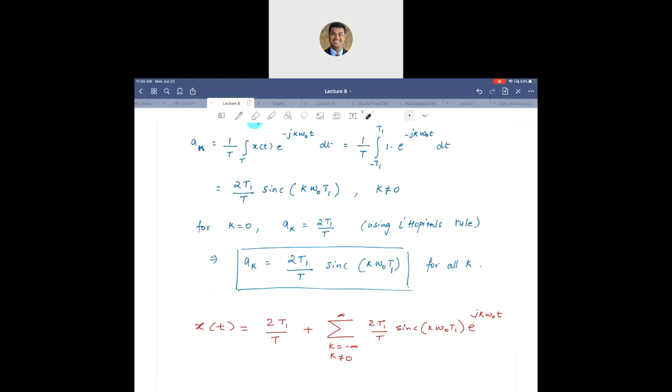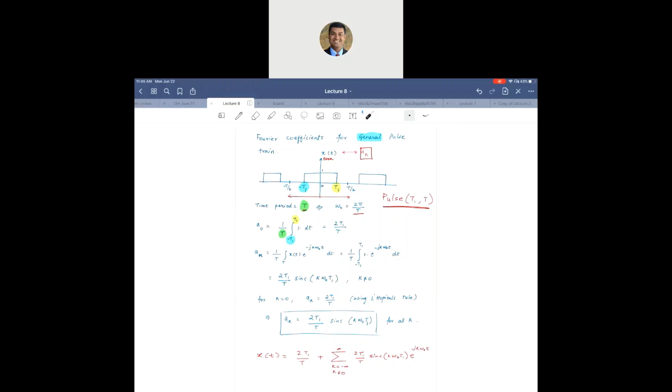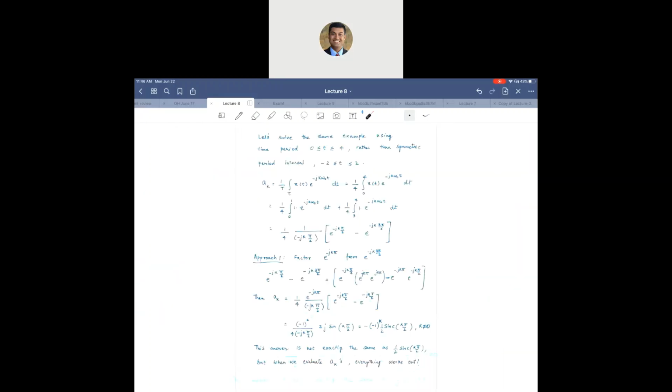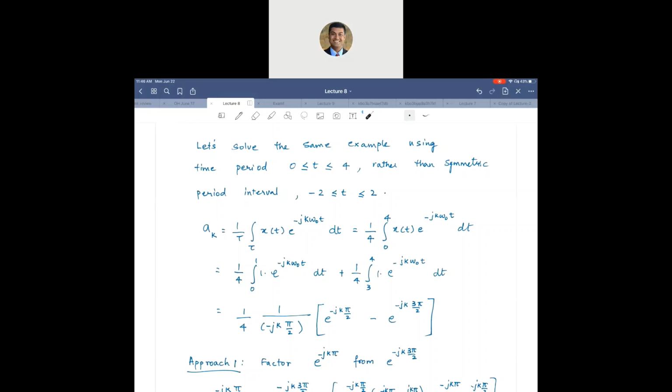All right, questions about this example? All right. Next, what we can do is this. I already evaluated that pulse train. In the next step, we will try to solve the same problem, but we will change the time period. Instead of going from negative 2 to 2, which was recommended for even signals, we will go from 0 to 4.